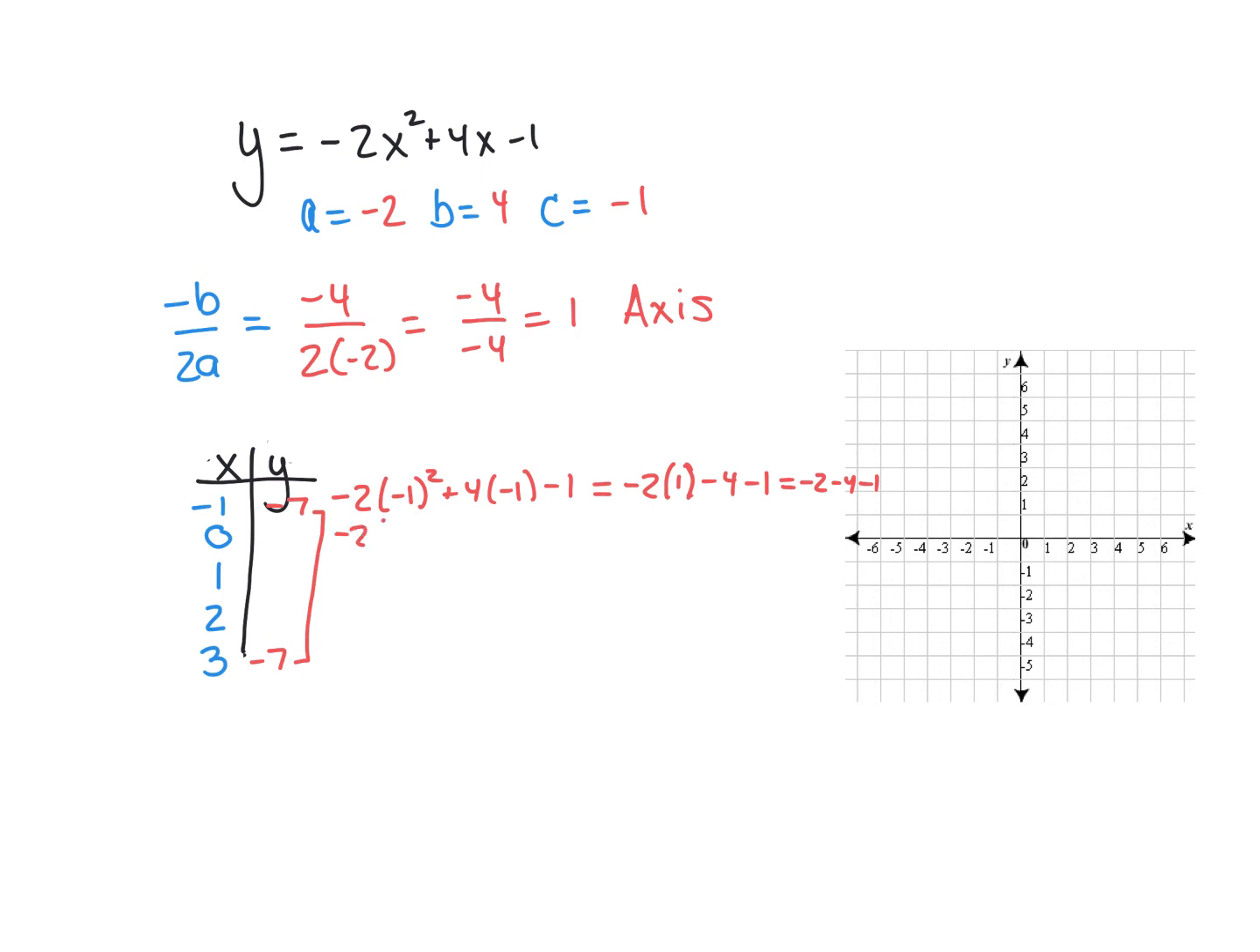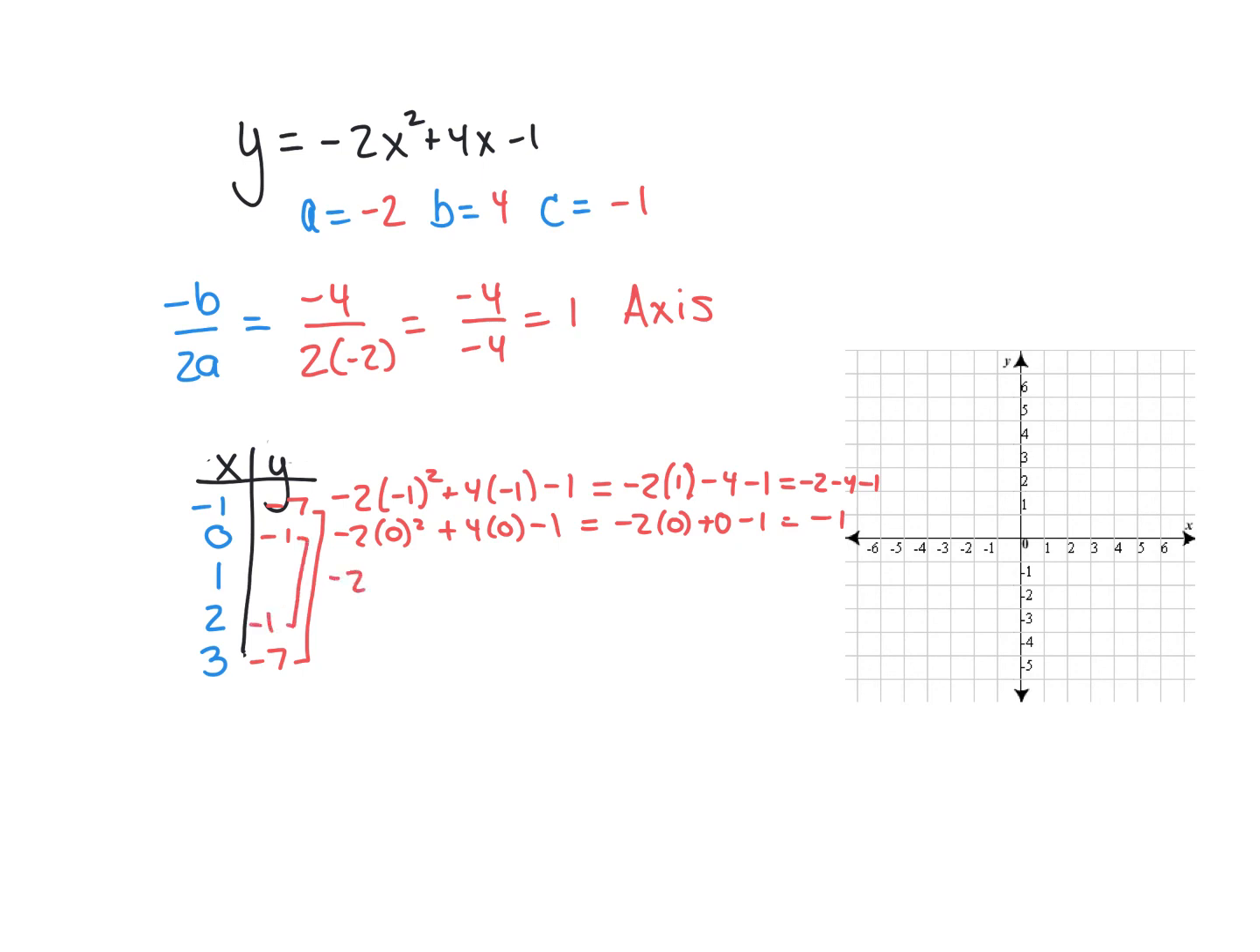Then we can go ahead and plug in 0. So the nice thing is 0 squared is 0, and then anything times 0 is also 0. So we are just going to end up with -1. So if this one's -1, then this one is also -1.